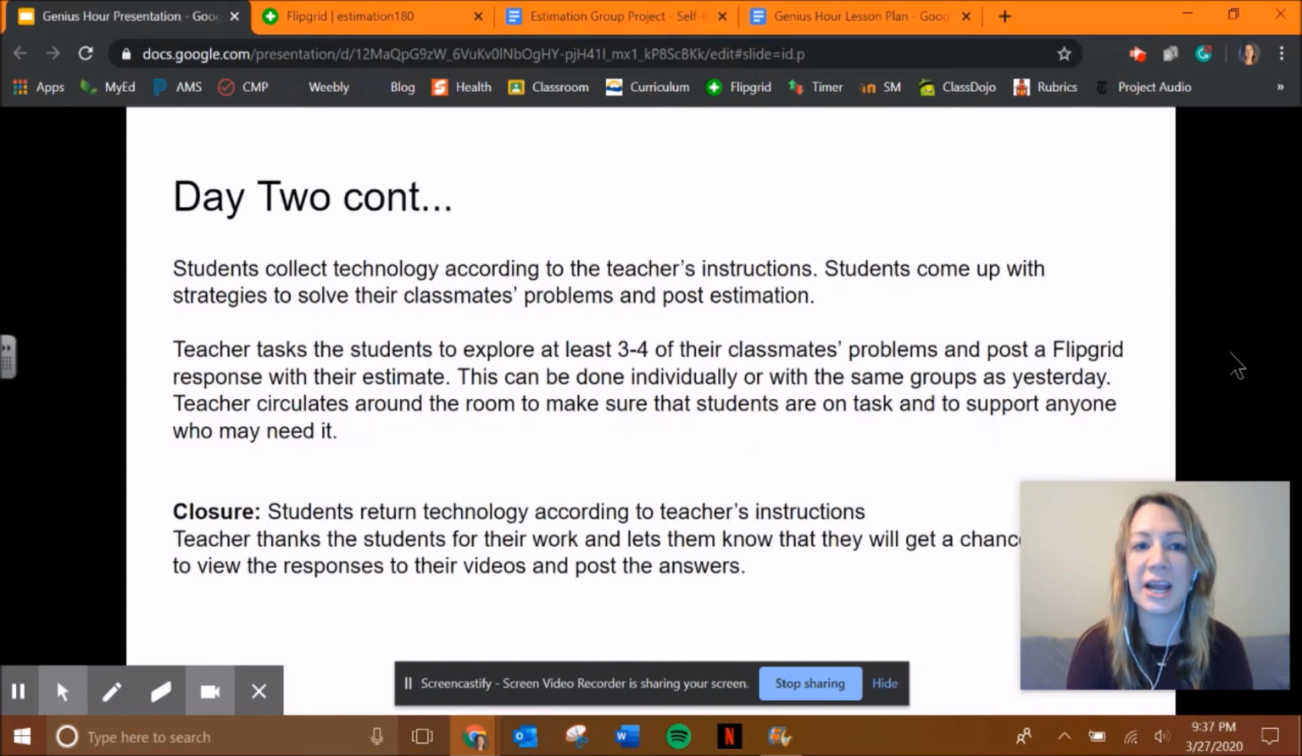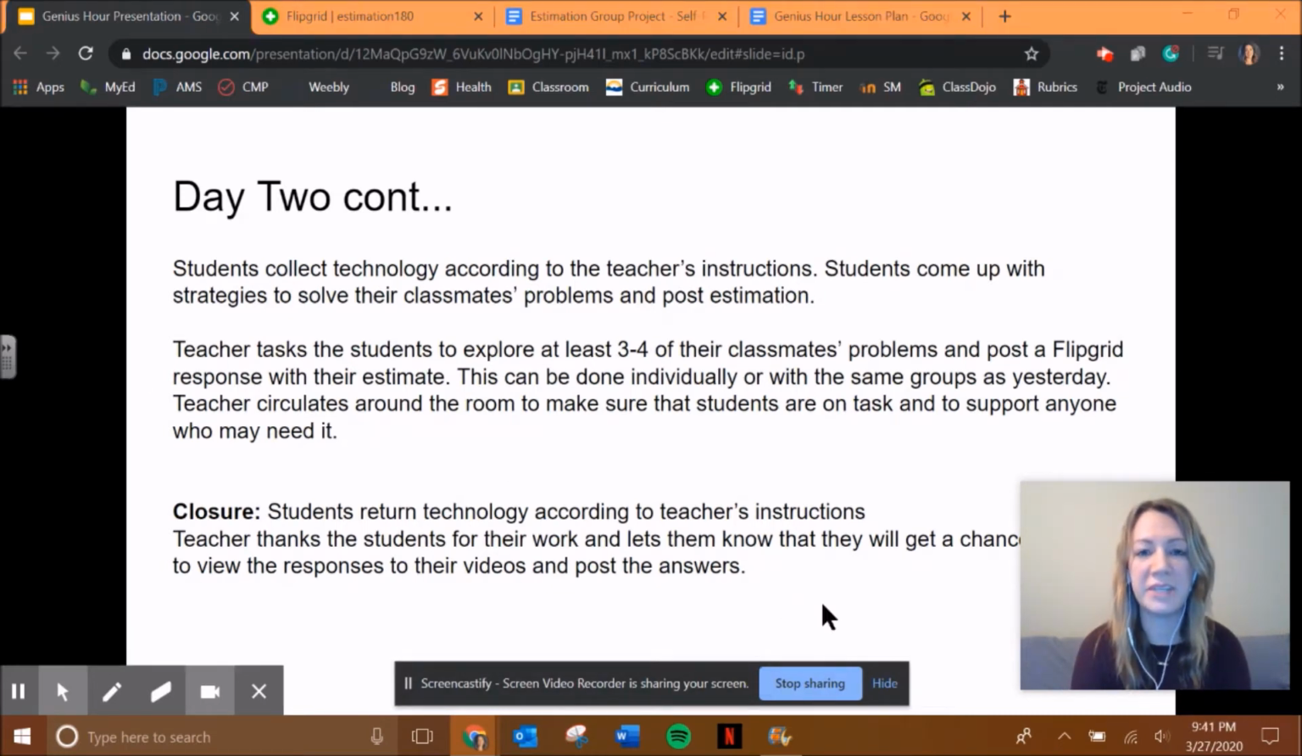Then the kids get a chance to actually watch their peers' videos, and they get to come up with their own estimations for those videos. So they're going to work either individually or in the same groups. We thought we would give them some choice with that, and to watch at least 3 to 4 of their classmates' videos. Then they're going to create a video response also on Flipgrid and explain both what their estimate is for that particular problem and how and why they came up with that answer.